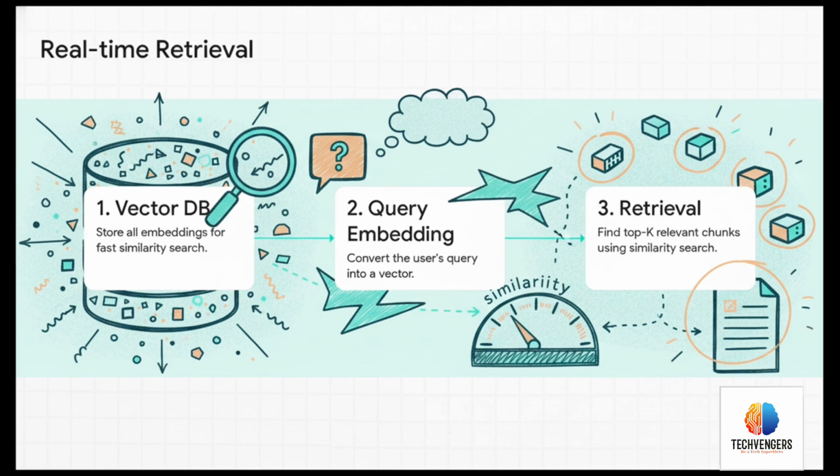Then, when a user asks a question, you do the same thing to their question. You turn it into a vector and find its coordinate on the map. And then you just ask the database a simple question. Hey, which of my data chunks have coordinates that are most similar to this question's coordinate?